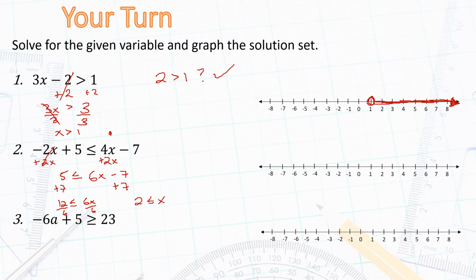Less than or equal to is a closed circle, so I'm going to go to 2 and put my closed circle. And then sub in a number, so let's say 3. So 2 less than or equal to 3. That is true. So we're going to shade over to the right.